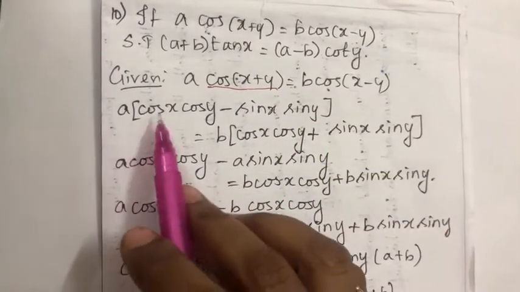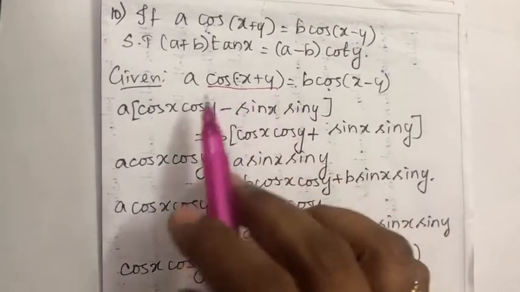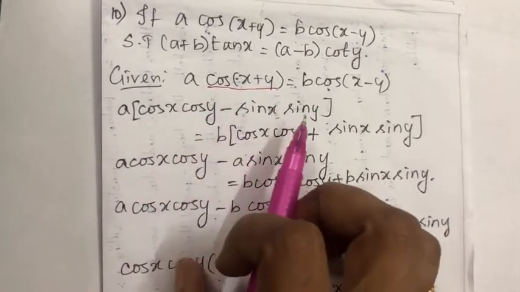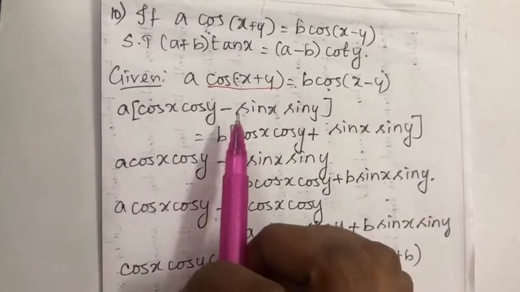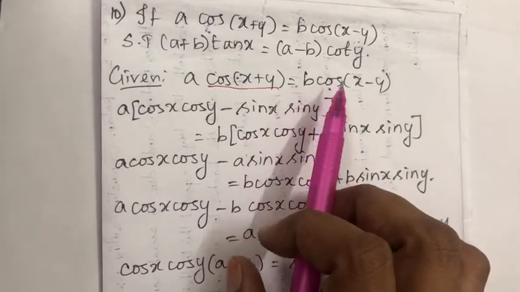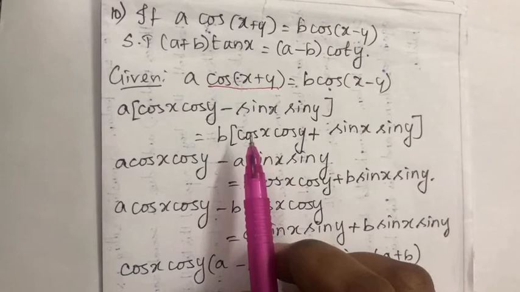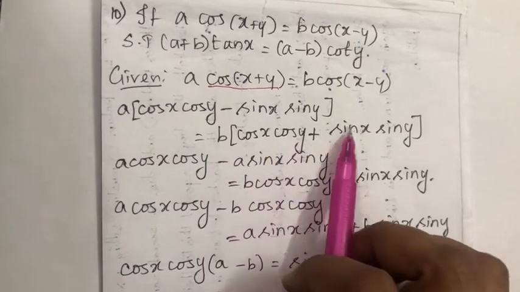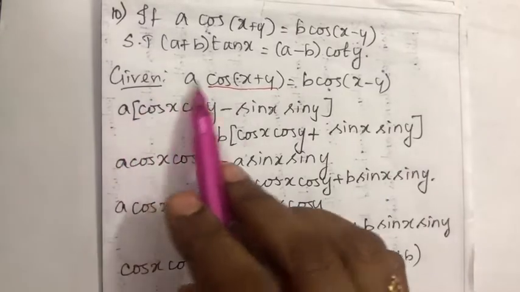So a into cos x cos y minus sin x sin y. Cos(a + b) is equal to cos a cos b minus sin a sin b. Here we have x and y. So cos x cos y minus sin x sin y is equal to b into cos(x − y). The formula: cos(x − y) is equal to cos x cos y plus sin x sin y. Okay, so now we are going to multiply a inside.